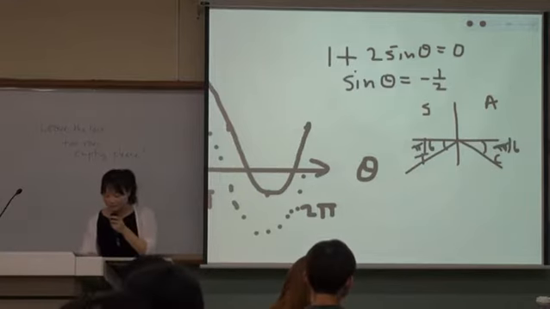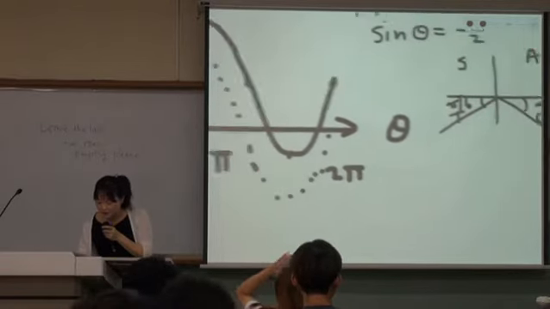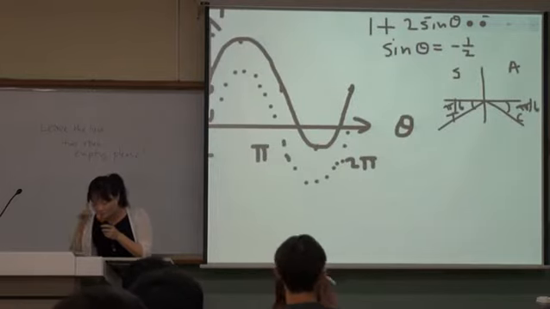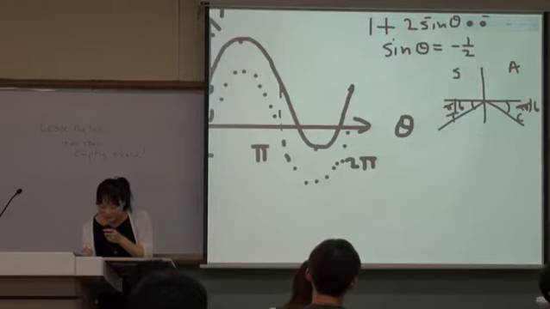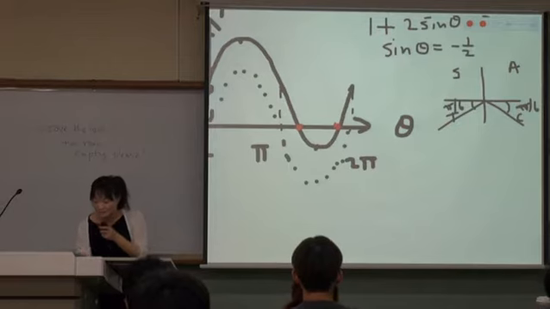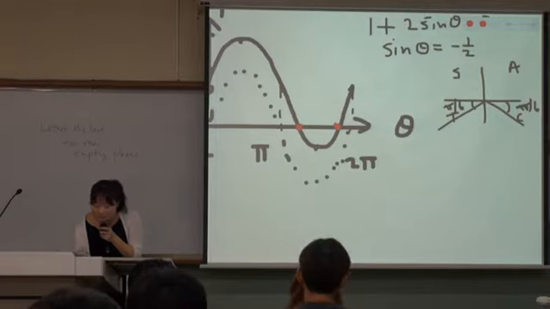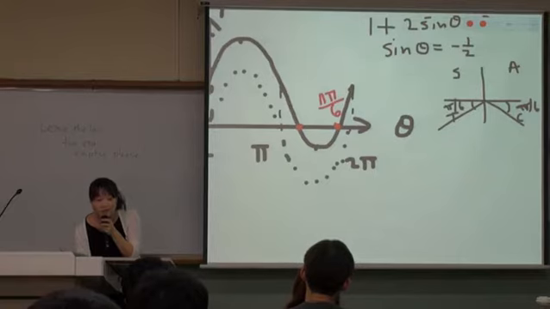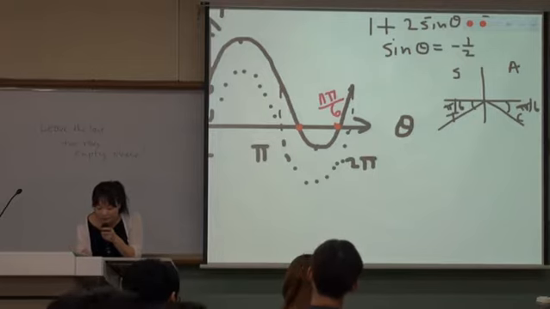Okay. So what is this thing right here? It is pi. Pi is here. Okay, so what is this point? Right here and right there. This is 11 pi over 6, 2 pi minus pi over 6. How about this one right there? 7 pi over 6, yeah.